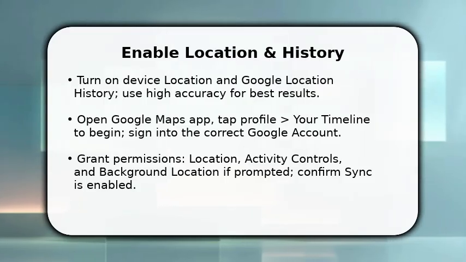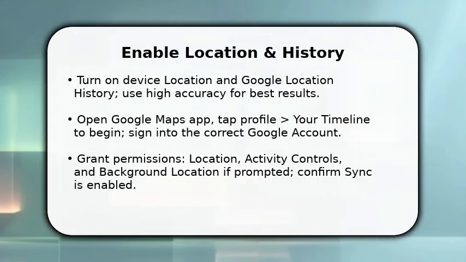You start by making sure Google can record where you go. Enable location and set location history on the Google account you'll use because timeline depends on them.